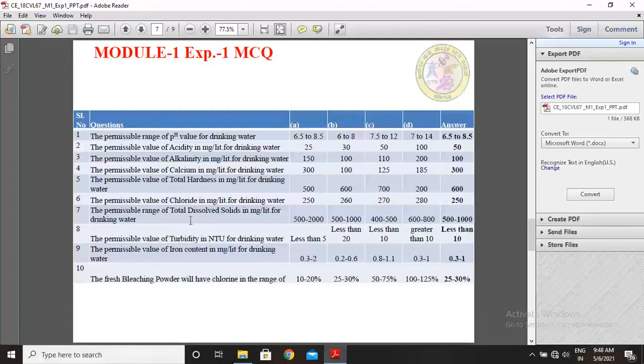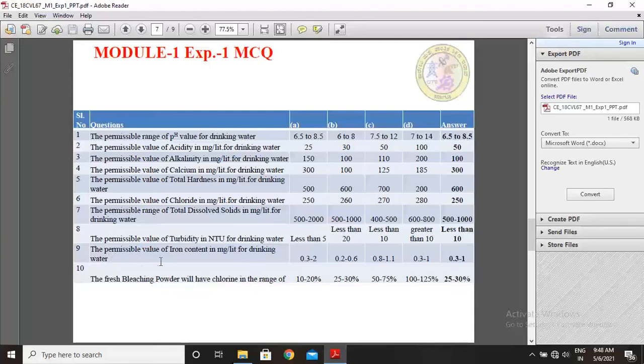The permissible range of total dissolved solids in milligram per liter for drinking water is 500 to 2000, 500 to 1000, 400 to 500, 600 to 800. So the correct answer is 500 to 1000. The permissible value of turbidity in NTU for drinking water is less than 5, or less than 20, or less than 10, or greater than 10. Correct answer is less than 10.